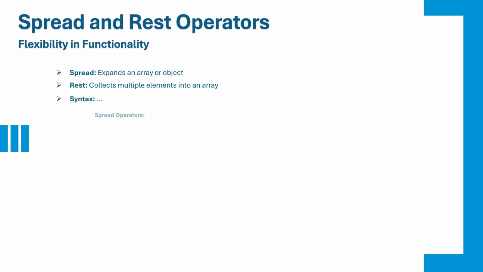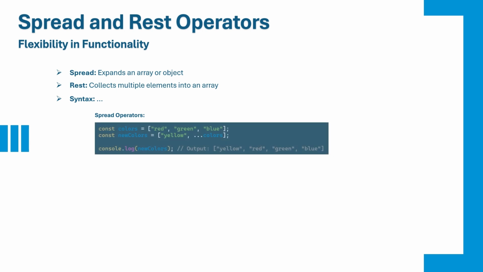In this example, we use the spread syntax to seamlessly combine arrays. The colors array contains three colors: red, green, and blue. By using the spread operator, we create a new array called newColors with yellow at the beginning, followed by each color from the colors array.